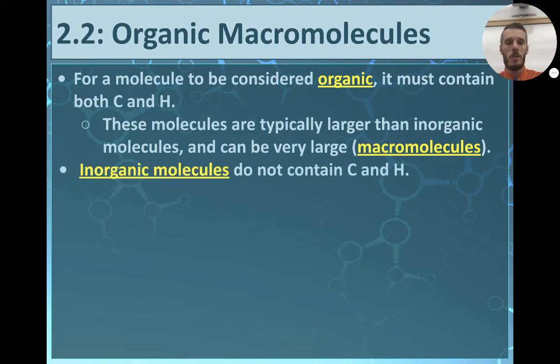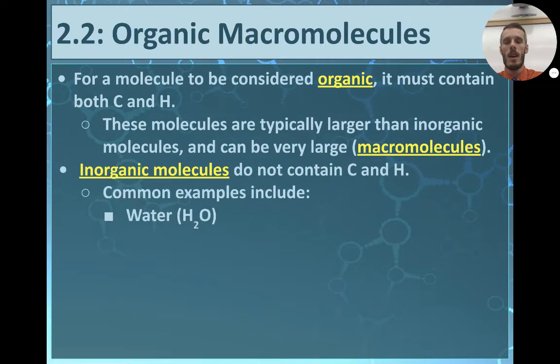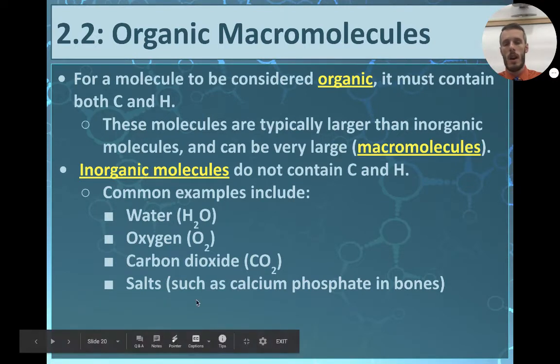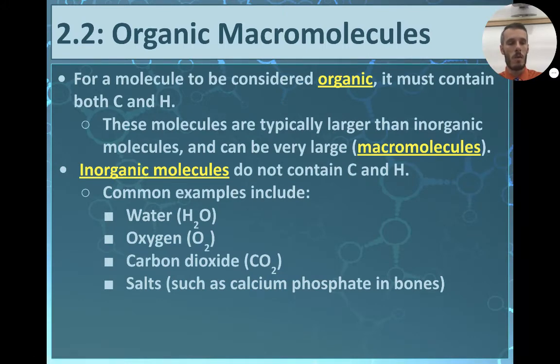So inorganic molecules do not contain both carbon and hydrogen, so they're easy to know what they are. Okay, so some important ones that we will get into this year are water, oxygen, carbon dioxide. So notice, okay, we have hydrogen here but no carbon. We have carbon here but no hydrogen. Okay, so these are still considered inorganic. Even though they have one, they don't have both. Certain salts like calcium phosphate, super important. They make sure that your bones are rigid.